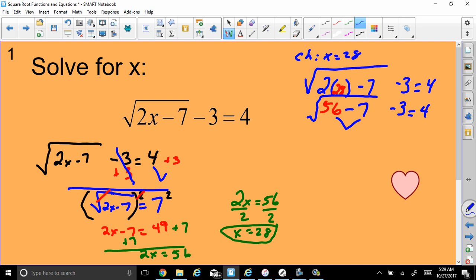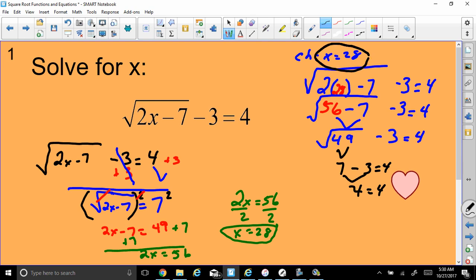Well, let's see. 56 minus 7 is 49, and that's under the radical sign. And I got a minus 3 equals 4. So the square root of 49 is 7, or it could be negative 7, by the way. So 7 minus 3 is 4, so it does check out when I use the answer of x equal to 28 in the problem. So I'm going to say my answer of x has got to be 28, and that's what we got.